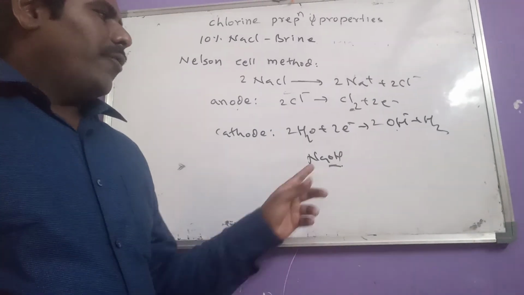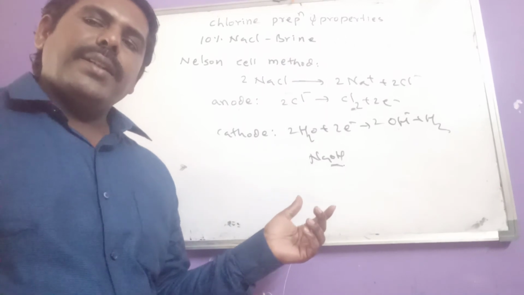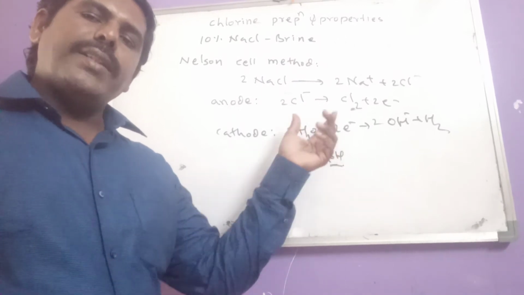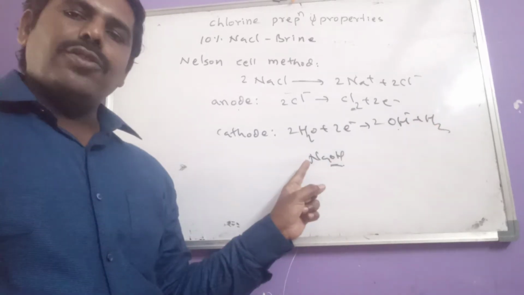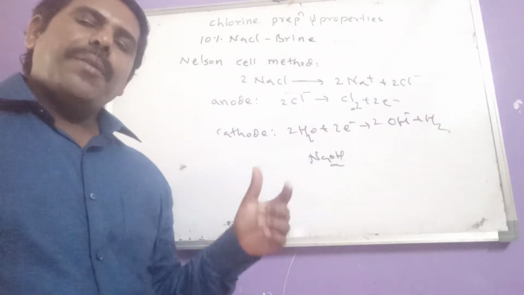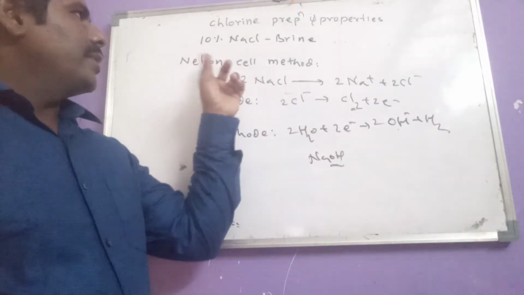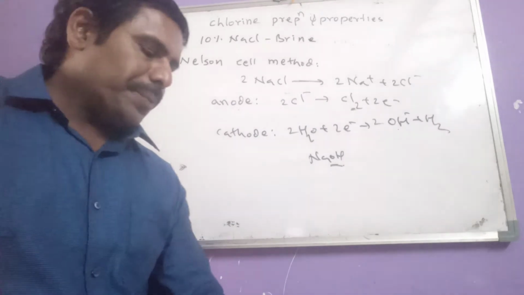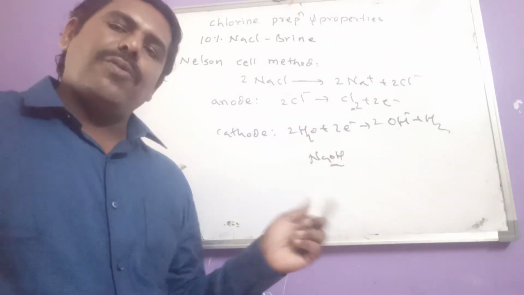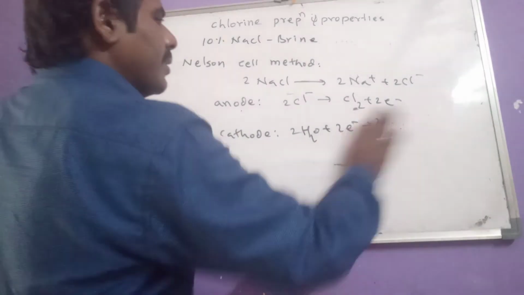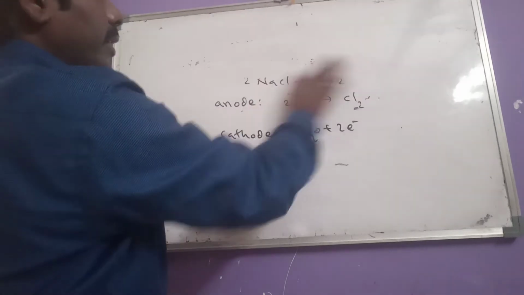So here, what are the byproducts of the Nelson cell method? When we are getting chlorine as a major product, the byproducts are H2 and NaOH in the preparation of chlorine using the Nelson cell method. So these are the methods of preparation of chlorine. And let us see some physical and chemical properties of chlorine here.